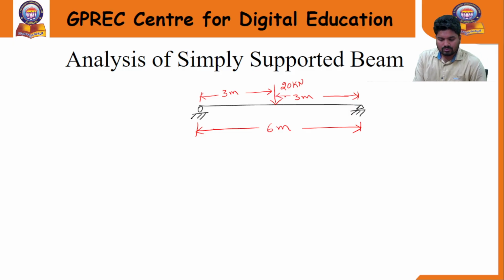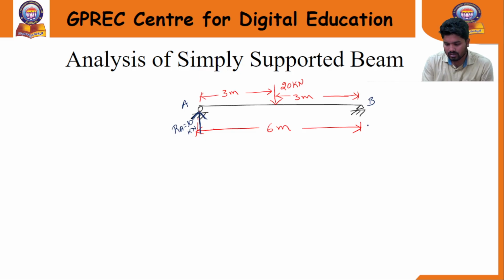Before doing the analysis of this simply supported beam in the ETABS software, I am trying to find the reactions at the supports. At the left support, which I am considering as A, and this end I am considering as B, the reactions will be RA equal to 10 kilonewton and RB equal to 10 kilonewton. We can do this based on our basics of the strength of materials subject.